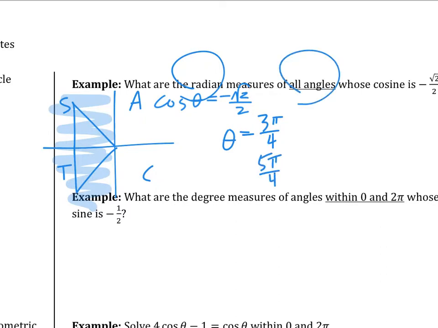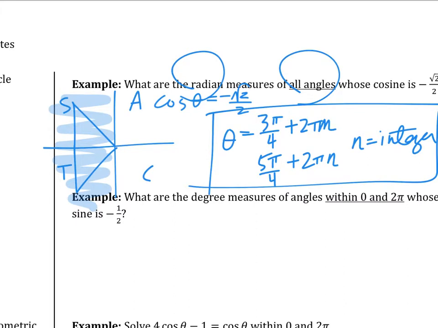All angles. So we need to do what? Plus 2 pi n. Okay, so when they give you special values like that, you should just think about the unit circle instead of using the calculator. You have to have that mental unit circle in your mind so you can do this.